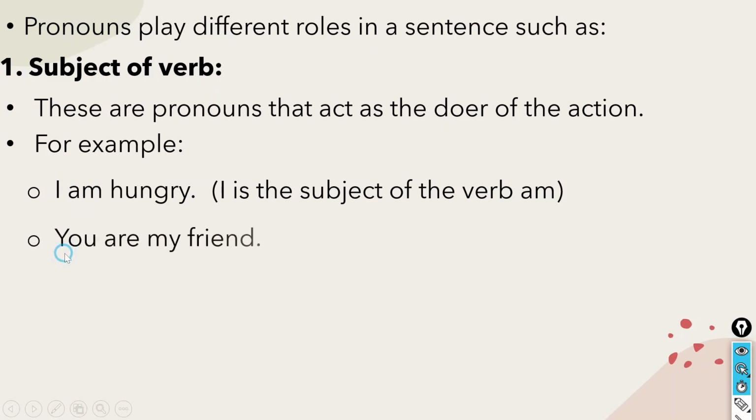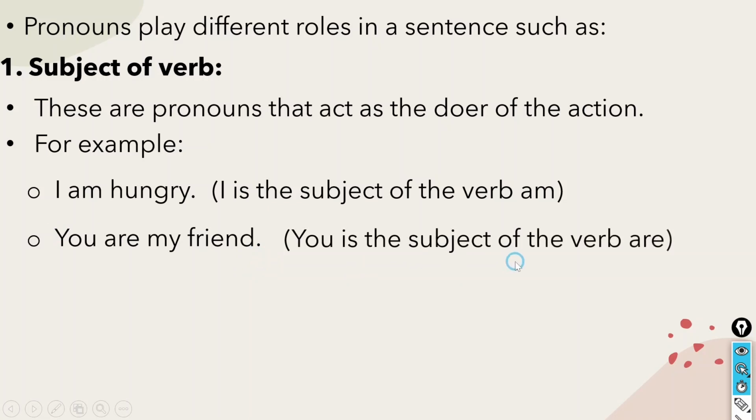Also we are saying, "You are my friend." Here you is the subject of the verb are. So you is the subject of what verb? Are. In this case, you as a pronoun is acting as the subject of the verb are. It is the main doer of the action are. You are my friend.